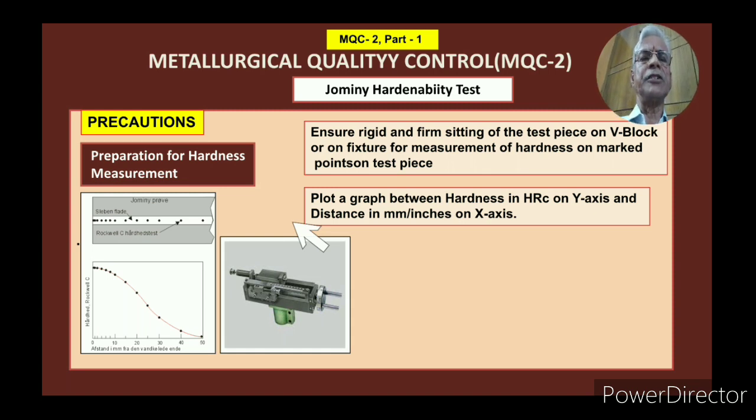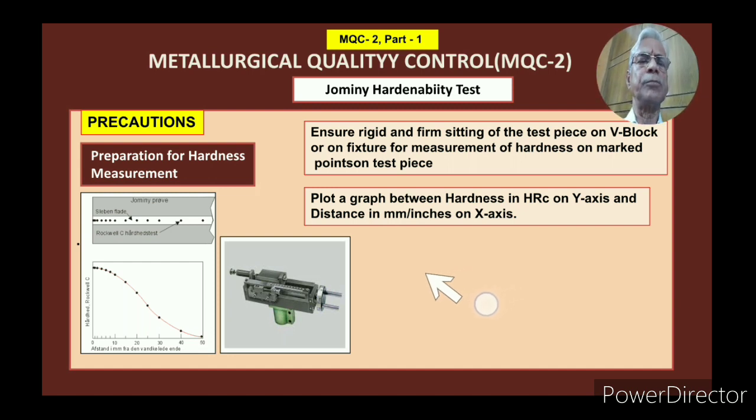Then preparation for hardness measurement. In this also you have to take precaution. Ensure rigid and firm seating of the test piece on the V block or on fixtures for the measurement of the hardness on the marked position of the test piece. Ensure that the fixture is ready, whether you are using a V block or a test fixture, it has to be rigid and firm so that there is no bending of the piece during testing. When you take hardness, it should be totally solid.